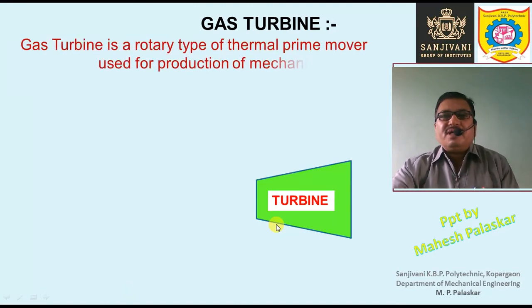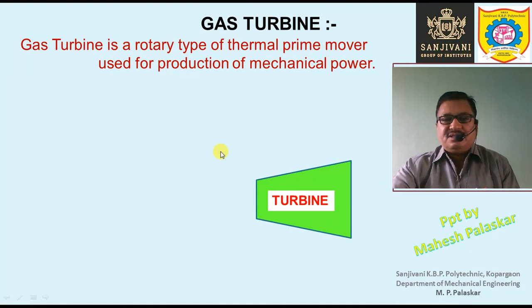of thermal prime mover. So when we say gas turbine, it means it is a thermal prime mover. That means the exhaust gases which are coming out from the combustion chamber, they are used in the turbine. So these exhaust gases are having very high temperature and very high pressure. So these high temperature, high pressure exhaust gases expand in the turbine and thereby produce the mechanical power. So turbine, as it is shown, is a rotary type of thermal prime mover.